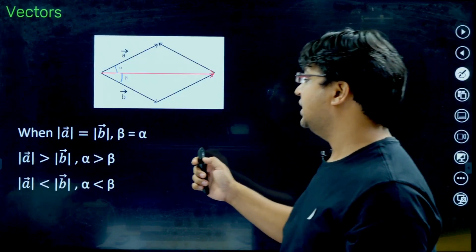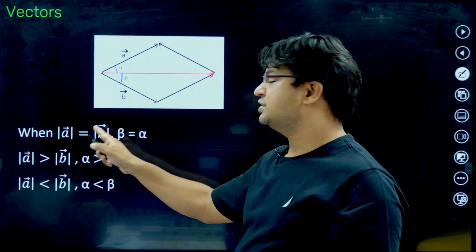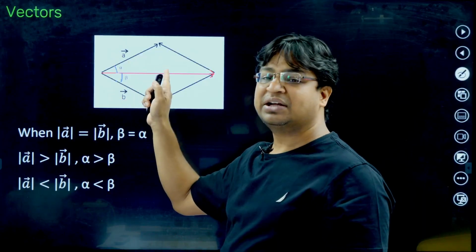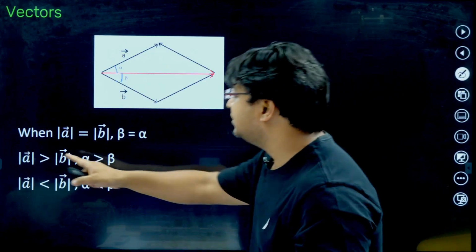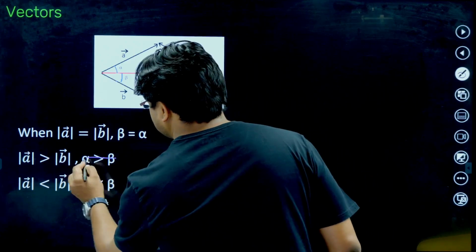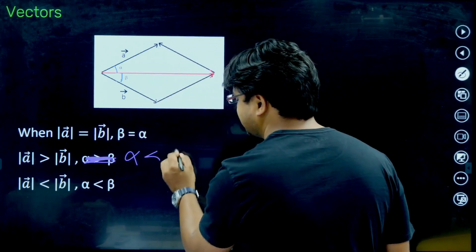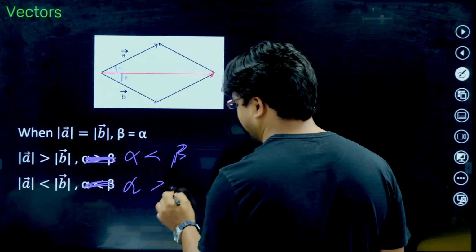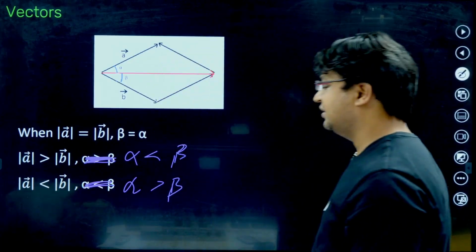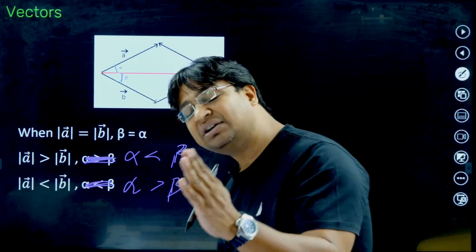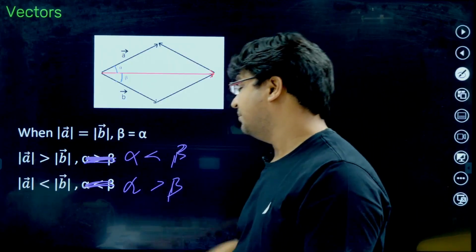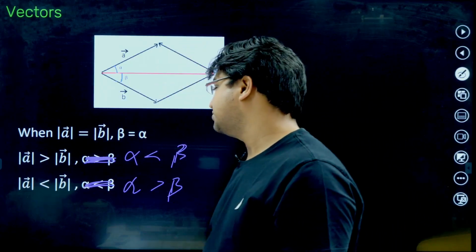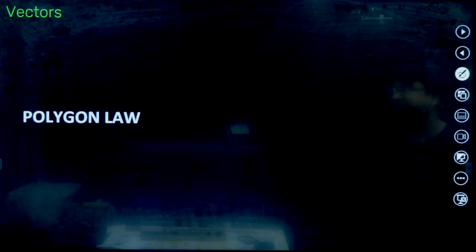So you can see here that if magnitude of A is equal to magnitude of B, then alpha is equal to beta. Alpha is the angle that the resultant makes with A vector and beta is the angle that the resultant makes with B vector. If magnitude of A becomes more than magnitude of B, then alpha will become smaller than beta. And if B is larger, alpha will become greater than beta. So whichever vector is larger, the resultant tilts towards that vector. So if B is larger, the resultant will be closer to vector B and therefore beta angle would be smaller than alpha angle. Okay, so these are the results that you can remember.